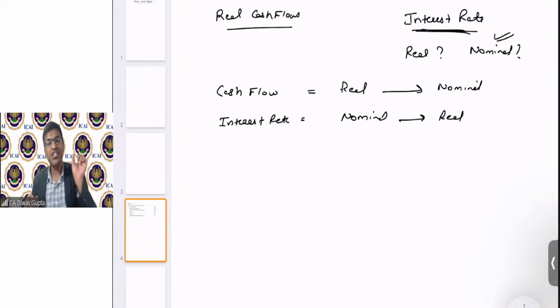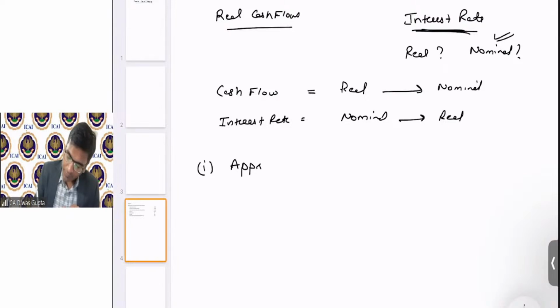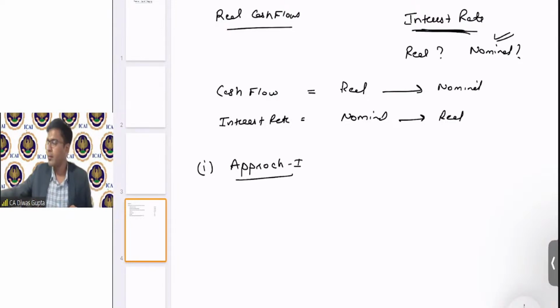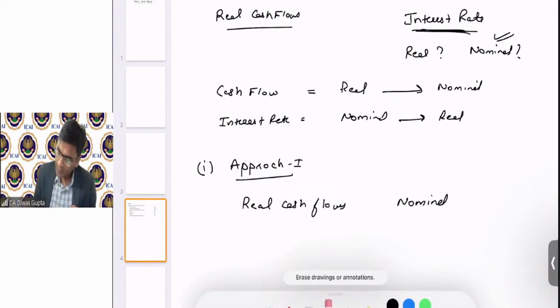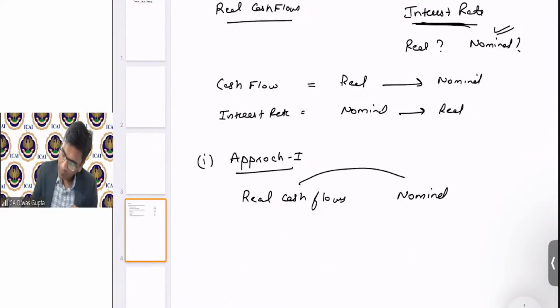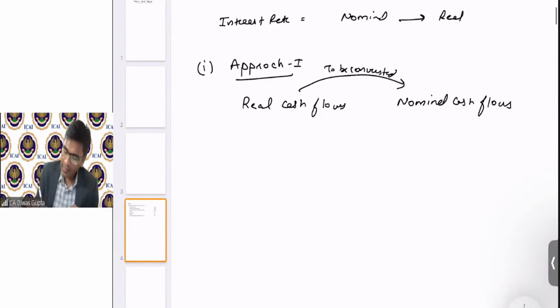In first approach, we will change the cash flows to make it as nominal. In the second approach, we will change the interest rate to make it real. Okay. So approach one. Real cash flows to be converted to nominal cash flows. So, students, let us calculate the real cash flow first.